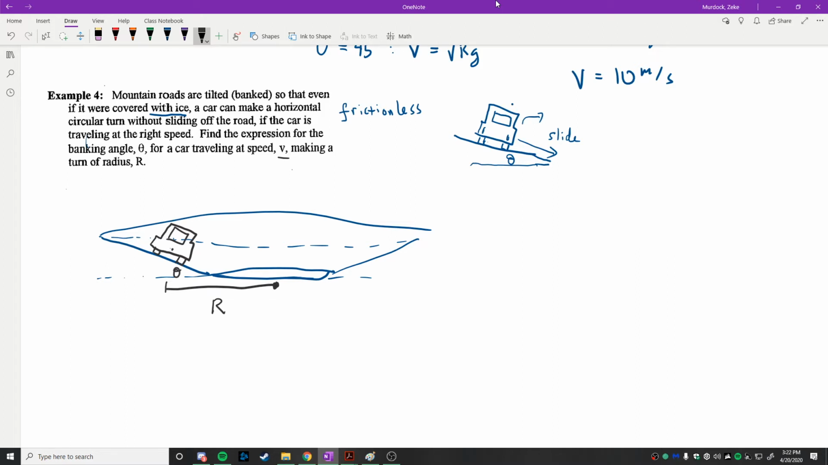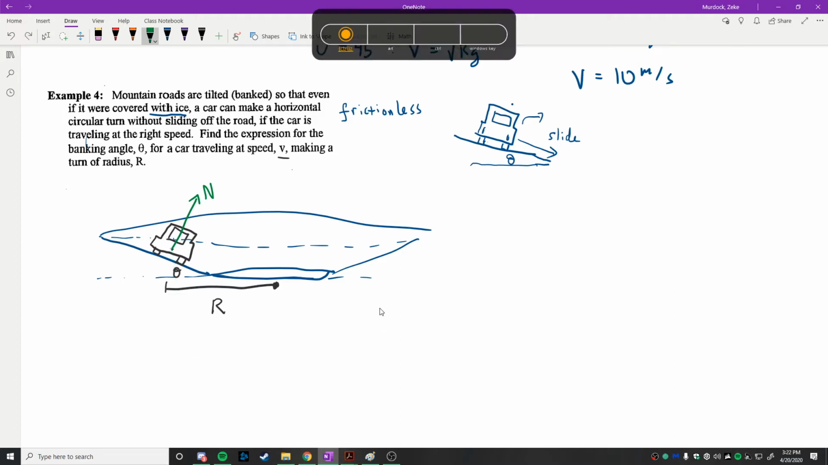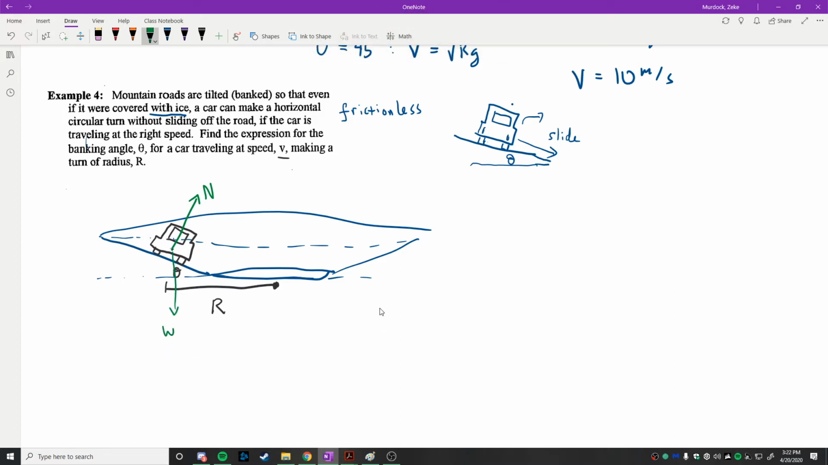For our car, we can identify the forces that are acting on it. Can you guys tell me, what would the forces acting on this car be in this case? Yep, and the normal force points which way? Kind of perpendicular to the surface, so, like that. And then what else is there? Weight. Yep, there's a weight, W. What else?